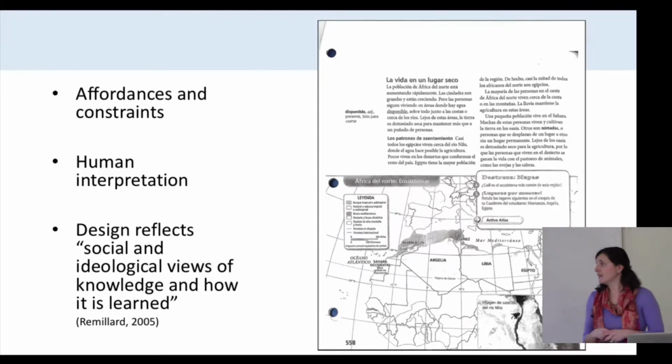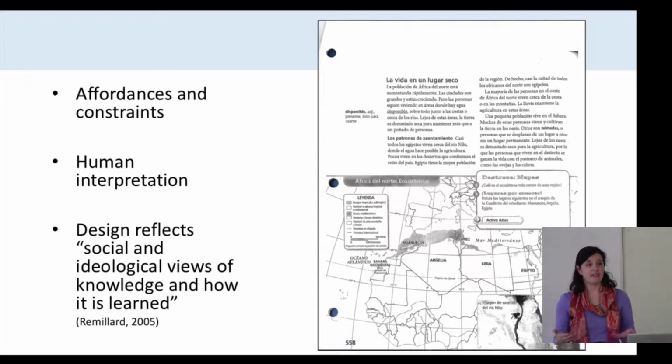And then finally, the design itself reflects the social and ideological views of knowledge and how knowledge is learned. And so these materials are always placed within the sociohistoric context, one, in which they were created, and two, in which they are used. And that's going to affect both the design and how that design is interpreted.